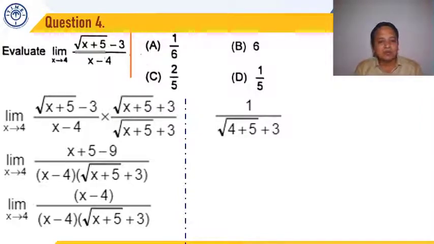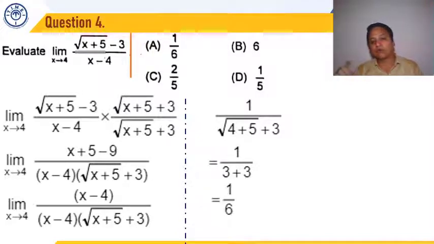Remaining expression is 1 upon root x plus 5 plus 3, and when we put x equal to 4 in the expression, it becomes 1 upon root 4 plus 5 plus 3. 4 plus 5 is 9, root 9 is nothing but 3. So we got 1 upon 3 plus 3. So in the denominator we got our value as 6. So overall value is 1 by 6.